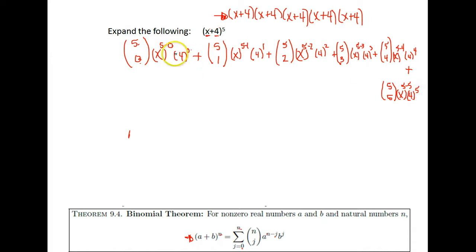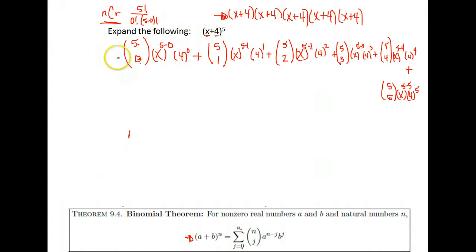Well, now we have to go through and simplify all of this. Hopefully you have your combination button on your calculator that looks something like this, maybe a little different. If not, you would have to do the factorials. That would be 5 factorial over 0 factorial times 5 minus 0 factorial, which can make this take a lot longer. So hopefully you have that button on your calculator.